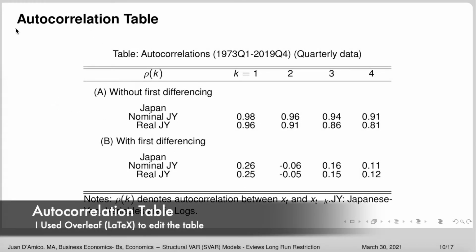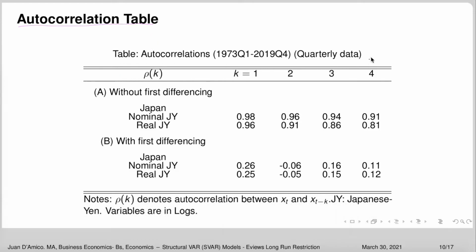In this slide, I have reported the autocorrelation table. As I mentioned, this is something the authors have done, and it's also something important for you to report if you're writing a paper using this type of identification strategy, because it's important to show that your variables, at least one of them, is non-stationary in levels. I have reported here the nominal and the real. This JY means the Japanese yen. And we can see here that because these values are decaying in a very slow pattern, 98, 96, 94, 91, this is already telling us that our variable is non-stationary.